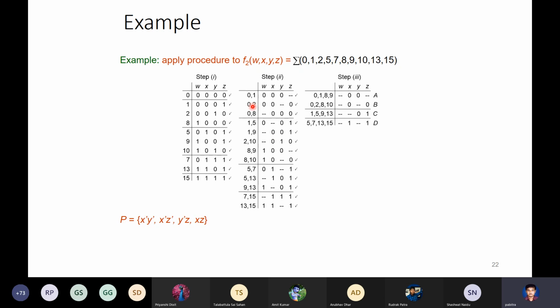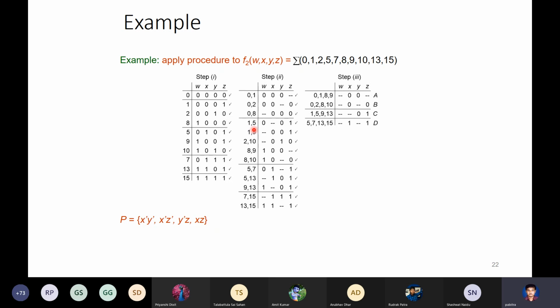Similarly, you see that 0, 2 will match with 8, 10. That also I write down. And again, I put a tick mark here. Whatever is part of a matching pair, I put a tick mark here.